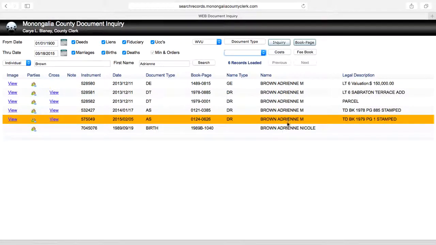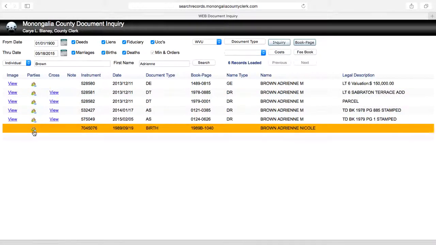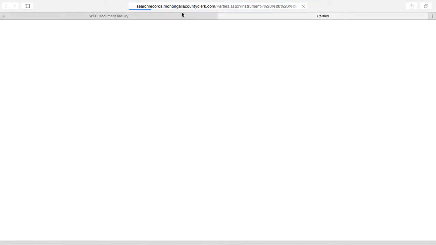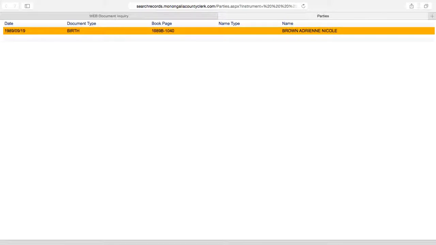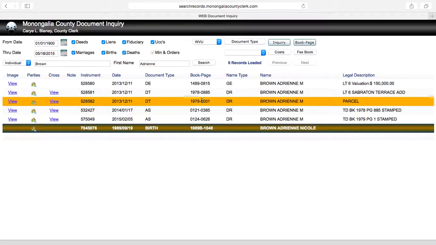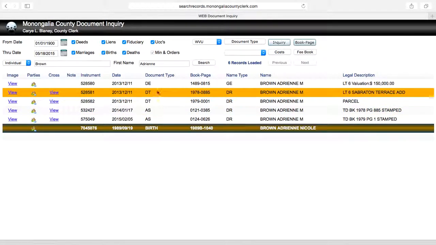That would be something that you might want to investigate. Since Adrienne Brown is the current owner, you could ask, do you have any children? When you click on the little people here for a birth certificate, it's going to take a sec, there it is. You simply just see that it is a birth certificate and the date and the book and page number where you can find it in the birth records. But moving on to things that we know are associated with Adrienne Brown.